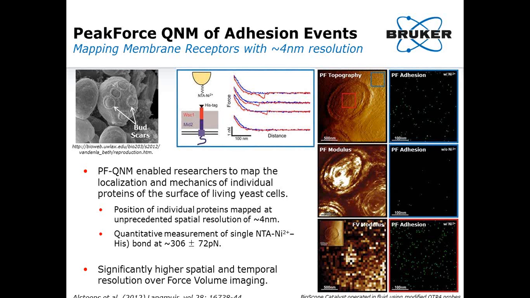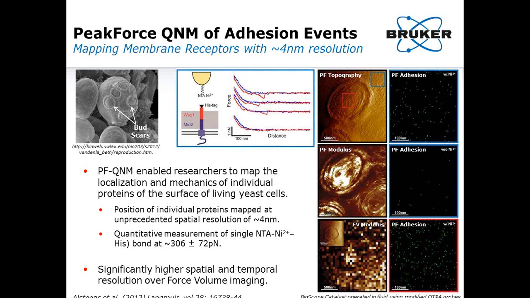Yeast cells were genetically modified to express MID2 proteins that protrude from the cell wall and terminate with a His tag, and AFM probes were functionalized with nickel NTA groups such that the nickel was available to bind to the His tag on the cell surface MID2 protein.